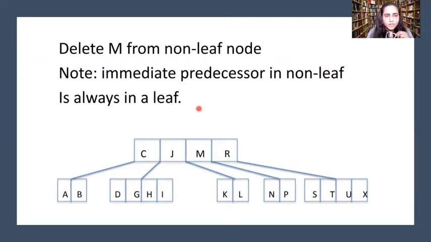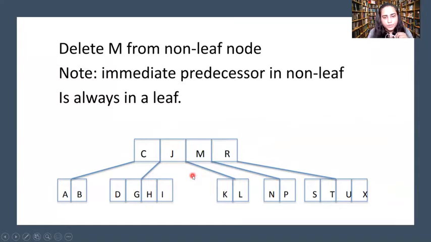Now let's see if we can delete M. Now M is no longer in the leaf position, it's in the root position, and I want to delete M. So what you need to know is that the immediate predecessor of a non-leaf key is always in a leaf. So this is a non-leaf node, but the predecessor of this is present in a leaf node, and the predecessor means a node that is occurring before this particular node.